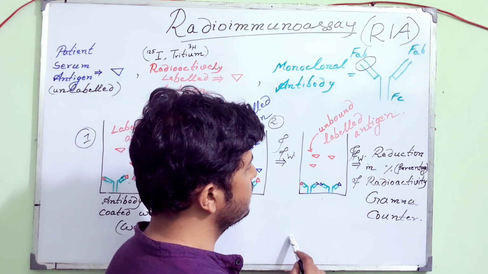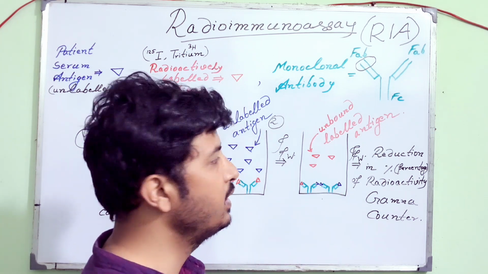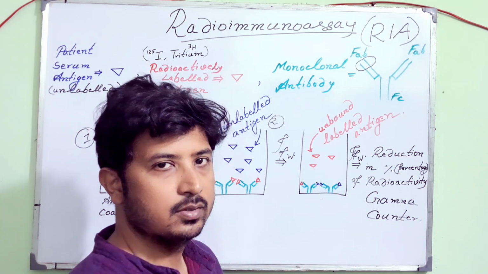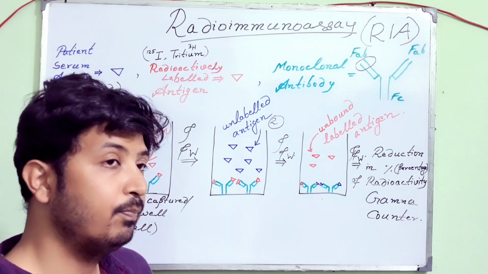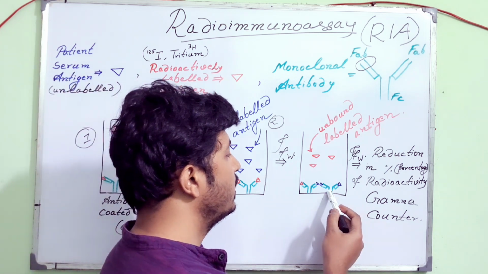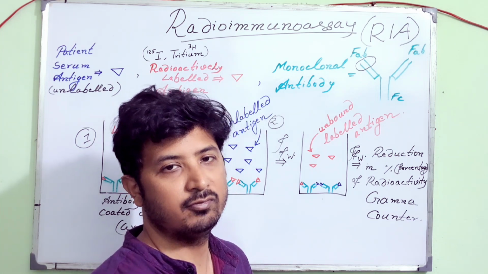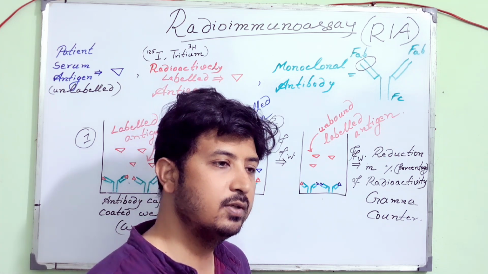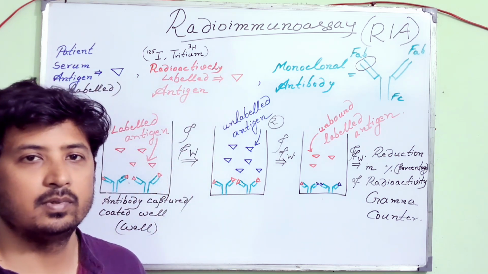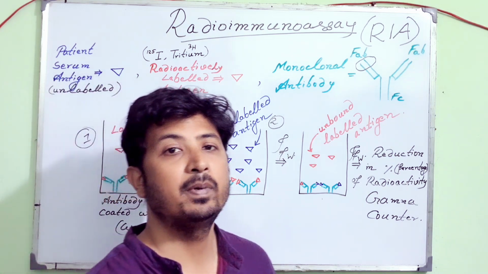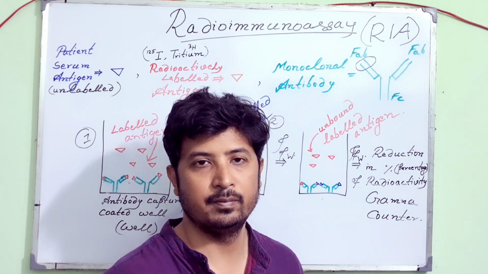If a negative patient is there, then most of the antibody binding sites will be occupied by radioactively labeled antigens. So the radioactivity percentage will be much higher in case of a negative patient. But in case of a positive patient, the radioactivity is much lesser, which will give you a qualitative detection of whether the patient is positive or negative. This is the mechanism for detection of the patient with the help of the percentage of radioactivity shown by the particular wells or the experimental wells.